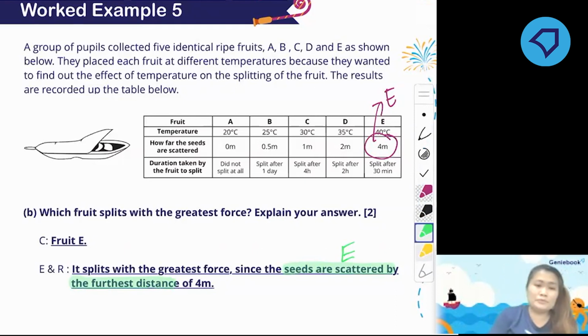Right, so that's how it's able to see that this is being scattered. This is being split with the greatest force, because only the greatest force will actually be able to push the seeds out to the furthest distance.